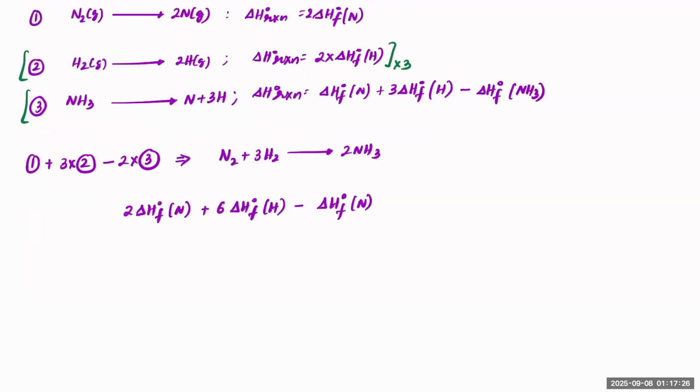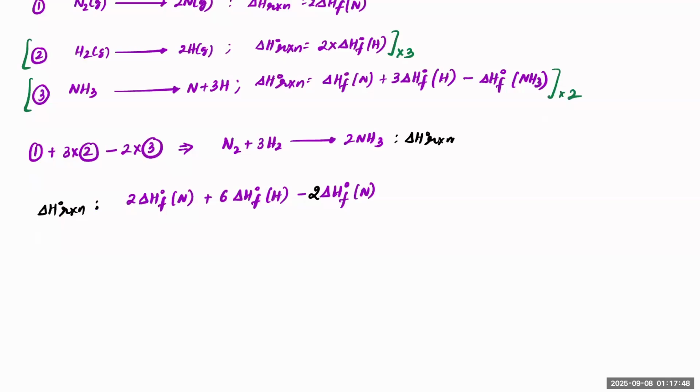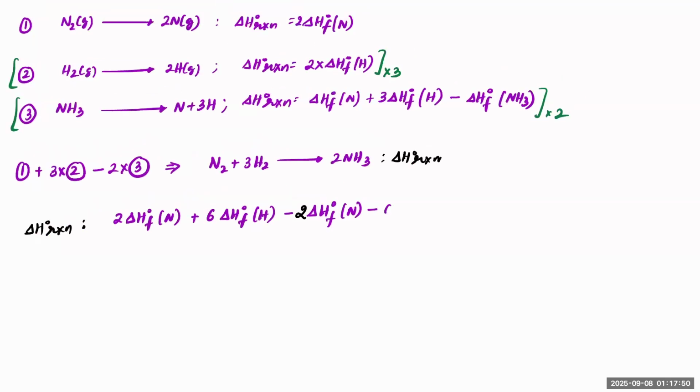So this will bring us delta H of formation. I need to multiply this equation with 2. So multiply that 2 here. So what I'm writing is the delta H of the reaction. So for that, minus 2 times delta H of formation of nitrogen, minus 6 times delta H of formation of hydrogen. Clear? And what about this one? This is plus 2 times delta H of formation of ammonia.